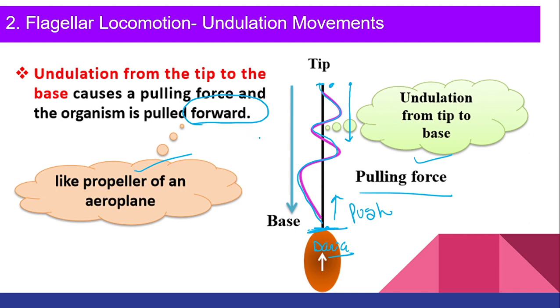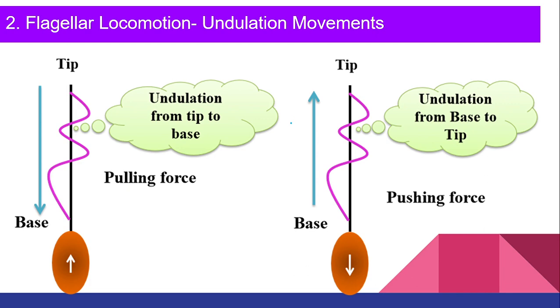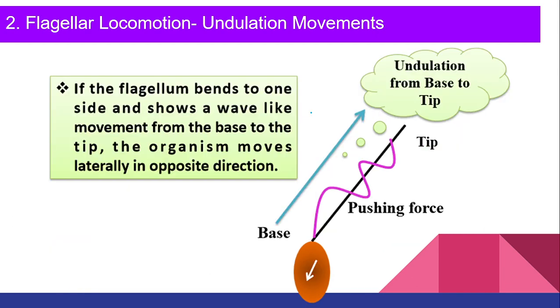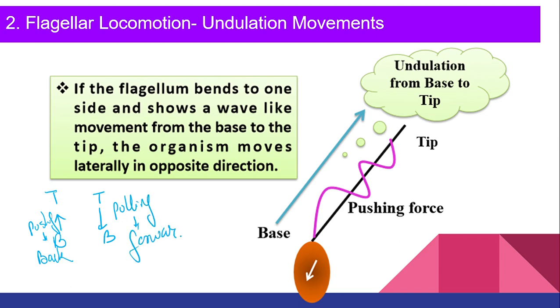There will be the forward movement, right? This was an example given in your textbook. Now see class, until now we have studied two examples, that is from base to tip and from tip to base. Base to tip is nothing but you are pushing away and that is going to be the backward direction. Tip to base, you are pulling and that is going to be the forward direction. These are the keywords you're supposed to remember.